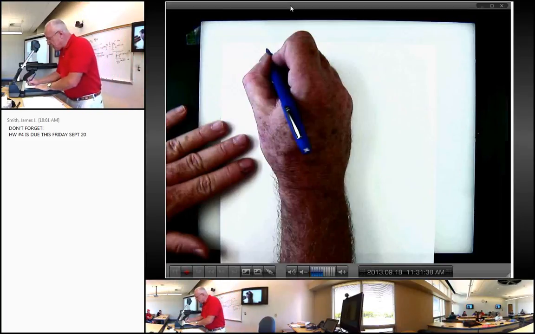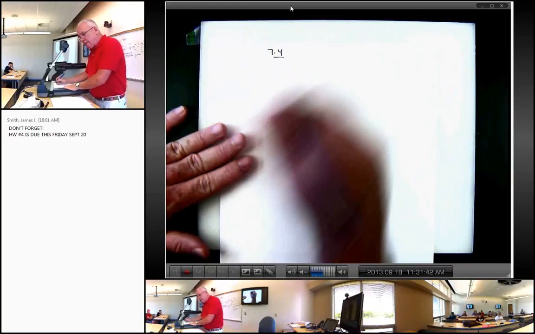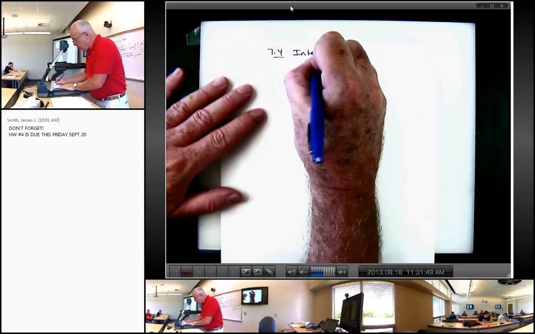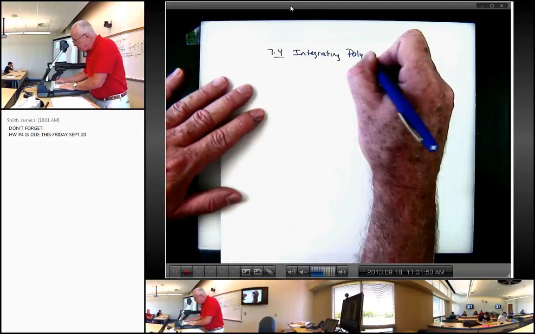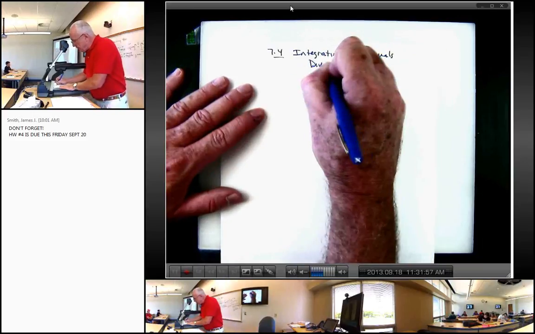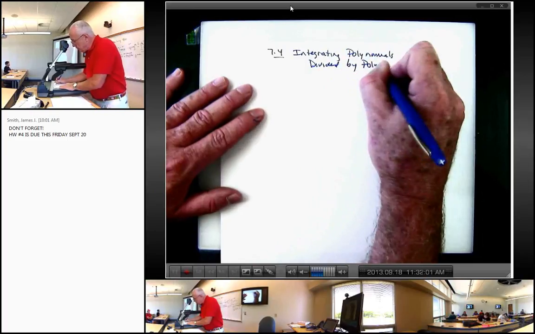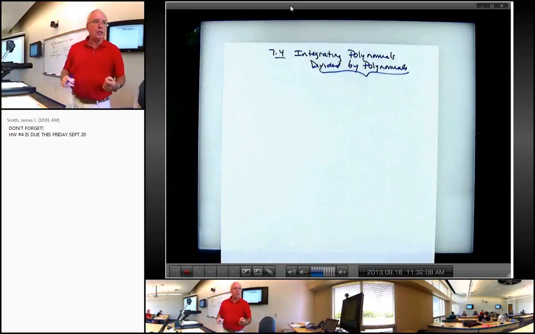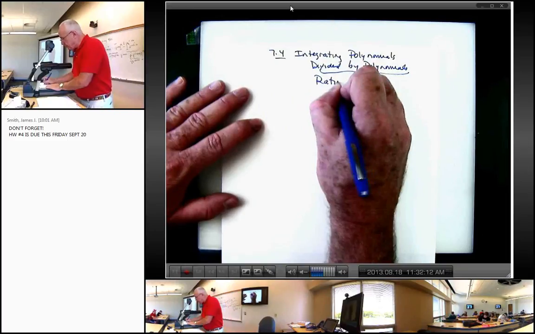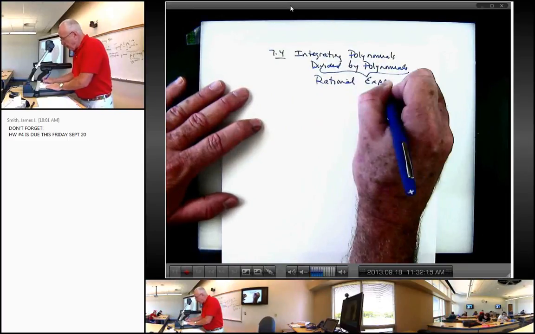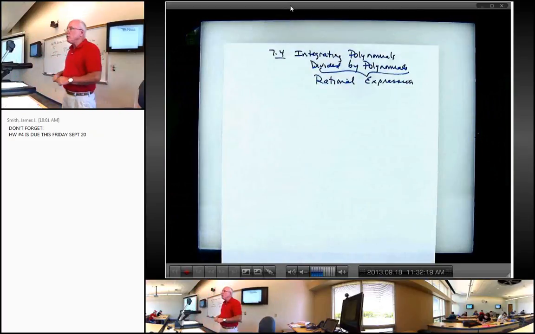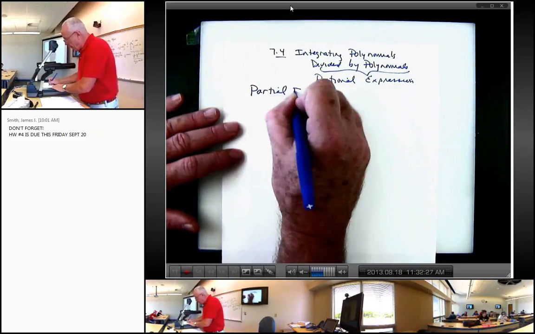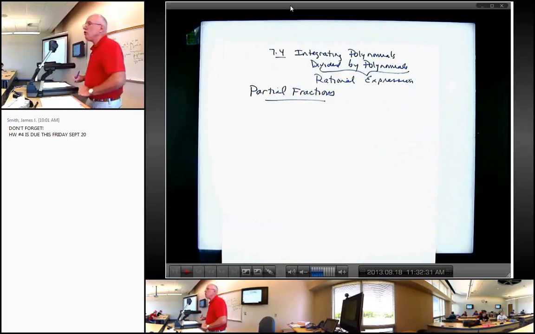All right, this next section, 7.4, I want to get just a start on this. This is where we are integrating polynomials divided by polynomials. Now, there's a fancy expression for a polynomial divided by a polynomial, and it's called a rational expression. The way that we're going to do this is by using what is called partial fractions. That's going to be our tool.